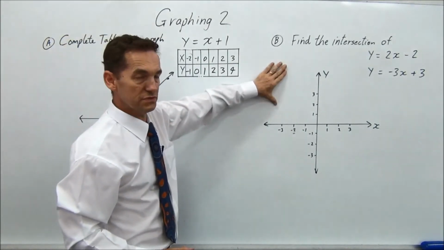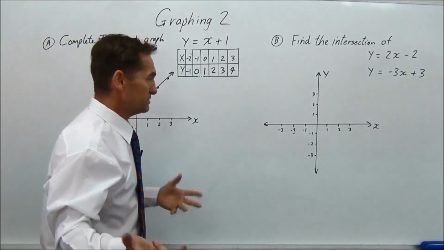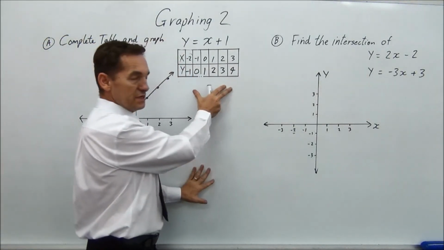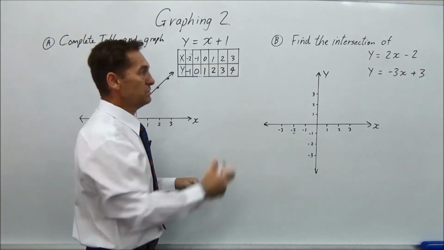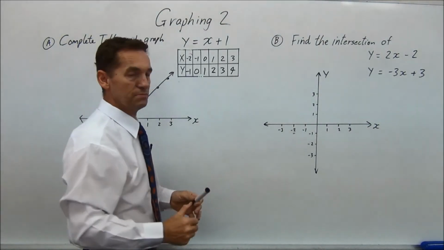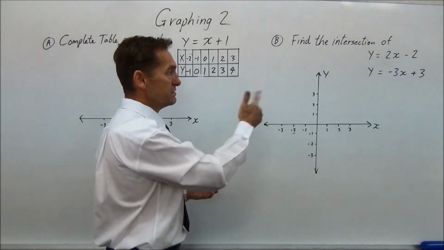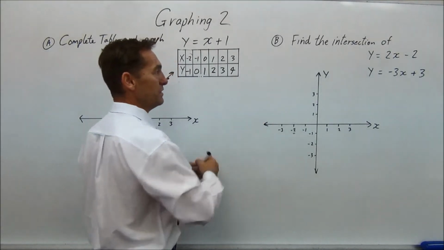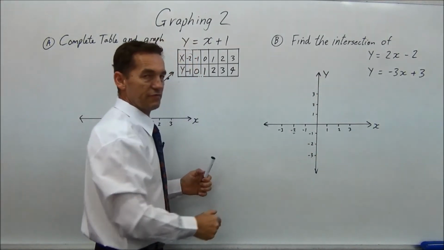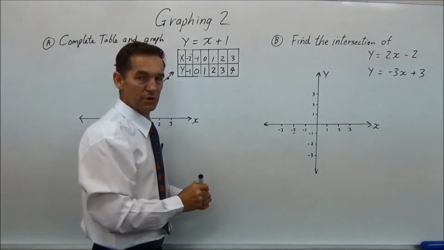Find the intersection of two lines. Now, there's two ways to do it, as I explained in part 1 of graphing. You could do this again. You could make up your own table and fill in some points, or you could do point gradient. I recommend you do point gradient. It's faster, so we'll do it by point gradient. But if you want to, you can just make up two tables, put in some points, and graph it. It's up to you. Okay, I'm going to do point gradient.